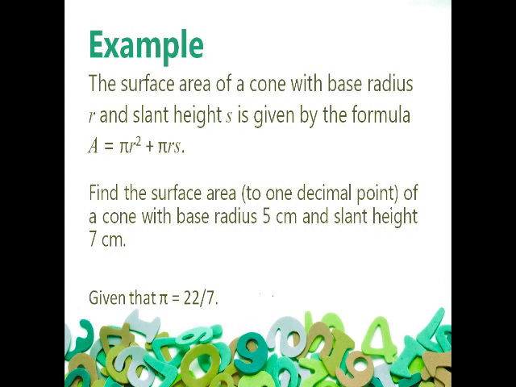So let us take this example. The surface area of a cone with base radius r and slant height s is given by the formula A is equivalent to pi radius squared plus pi radius s. Find the surface area to 1 decimal point. Please read the question properly because you need to give the answer to 1 decimal point. Of a cone with base radius 5 cm and slant height 7 cm. Given that pi is equivalent to 22 over 7.